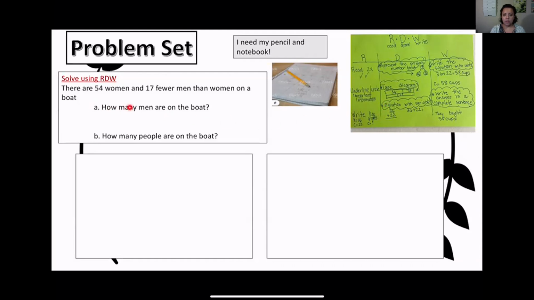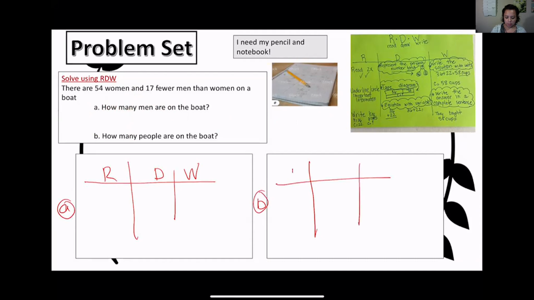You're going to solve this word problem using RDW. I see that it has two parts, so that means you should have two charts. This one is for part A, and this RDW chart will be for part B, the second part of your equation.